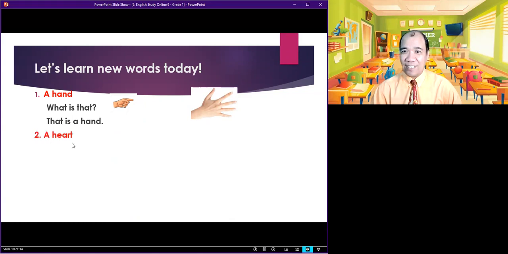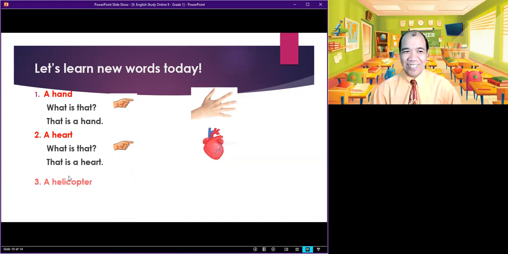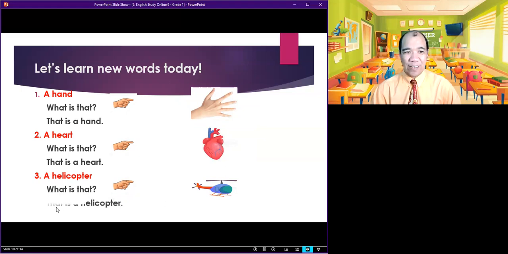A heart. Okay, so this is a heart. What is that? That is a heart. A helicopter. Okay, so this is a helicopter. What is that? That is a helicopter.